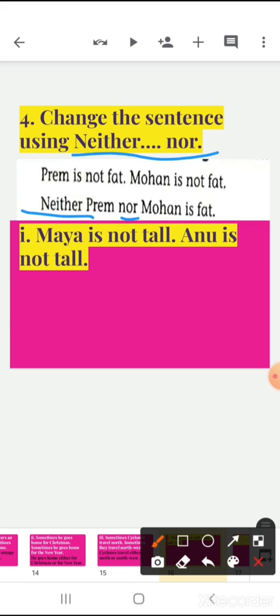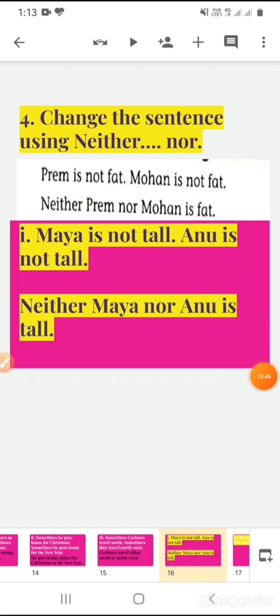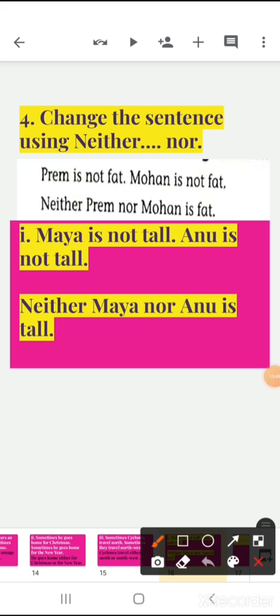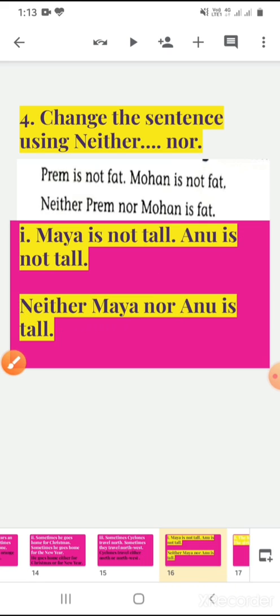First one, Maya is not tall, Anu is not tall. How do we have to change it? Using neither nor. See, neither Maya nor Anu is tall. Two different sentences, but we have used neither and nor and made the sentence one. And also the meaning of the sentence is the same as given in the question. Okay, neither Maya nor Anu is tall. Next.